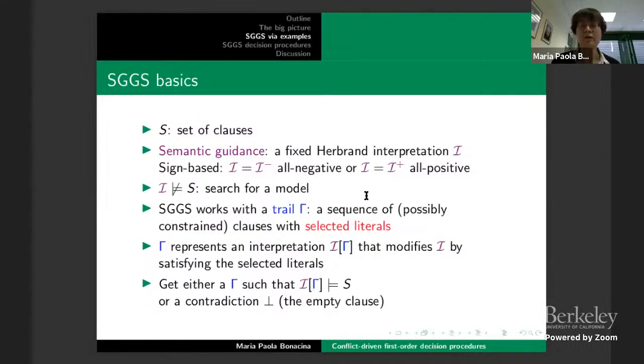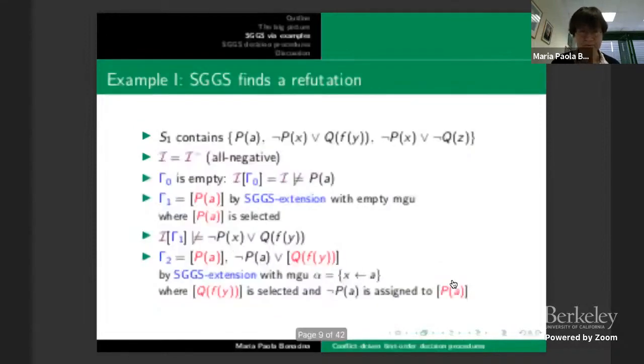SDGs works with a trail, which is a sequence of clauses with selected literals. This trail represents an interpretation, which in essence is a modification of the initial interpretation I by satisfying the selected literals. And then the method either gets a trail such that the induced interpretation is a model of the set of clauses, or else it discovers a contradiction which tells that the set of clauses is unsatisfiable.